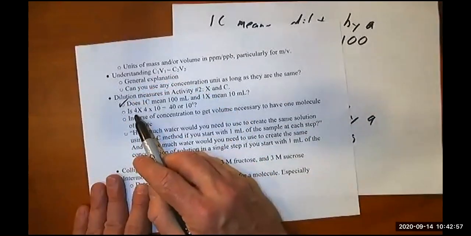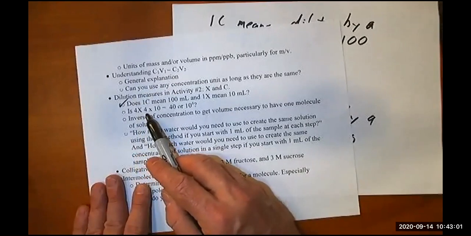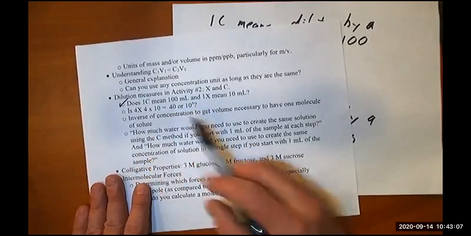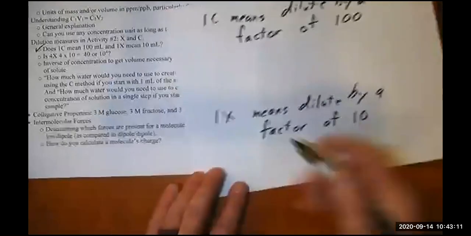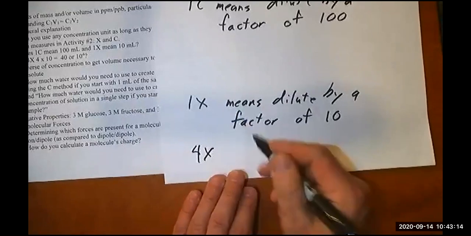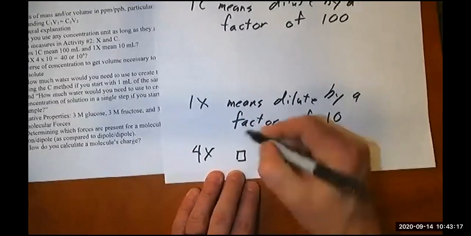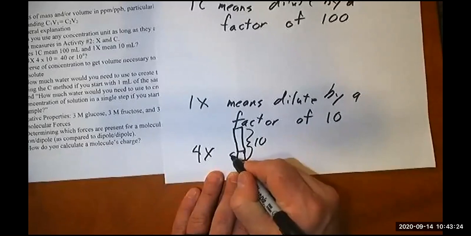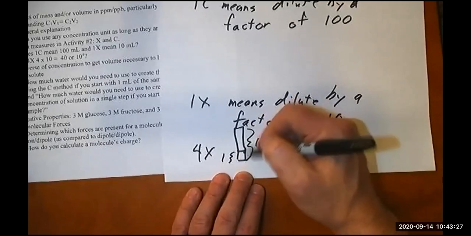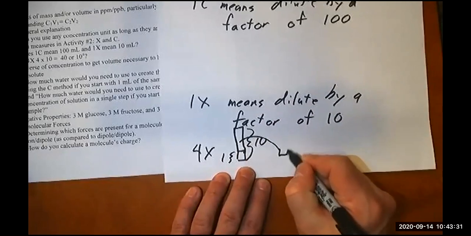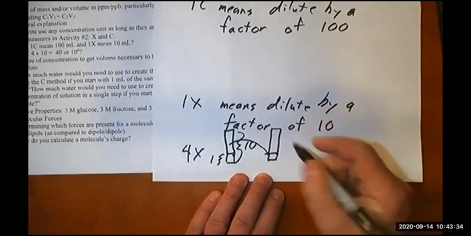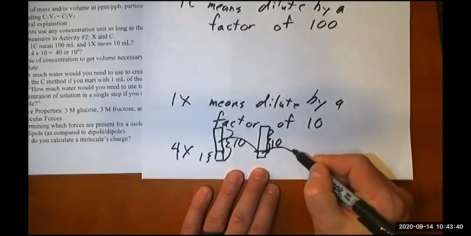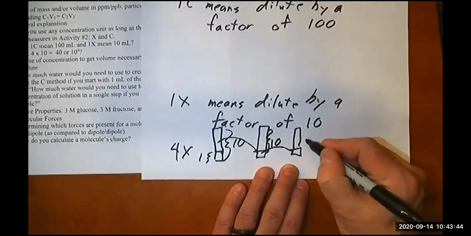Next question here is, if you're doing a 4x, does that mean that your overall dilution is 4 times 10, or a factor of 40, or does it mean 10 to the 4th? Well, let's think about that for a minute. So if we are doing a 4x, what we do is we take 1 milliliter and we dilute it to 10. We then, after mixing this all up, take 1 milliliter from that and dilute it by another factor of 10, up to 10 milliliters. And so then you repeat this process 4 times.